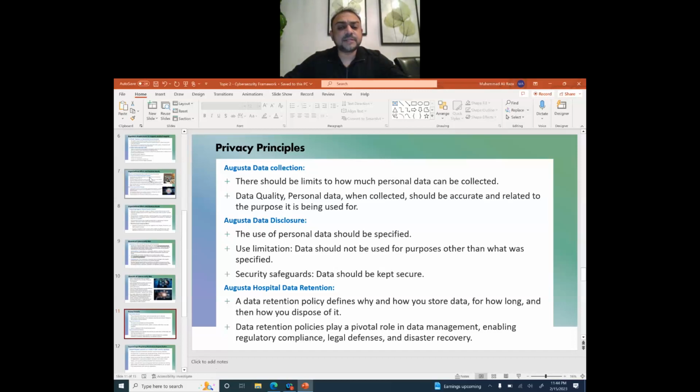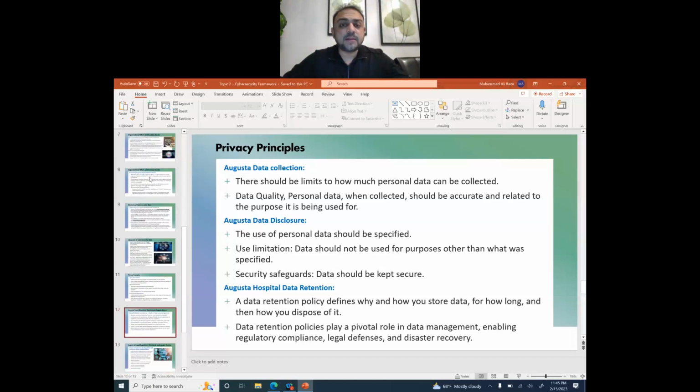And the last one is data retention. Data retention basically defines the policy: why and how you store the data, for how long you need the data, and when you need to dispose of that data. Since we are a hospital in the healthcare industry, we need to store personal health information of our customers, but for any former customers or former patients, what would be our data retention policy in our electronic system?